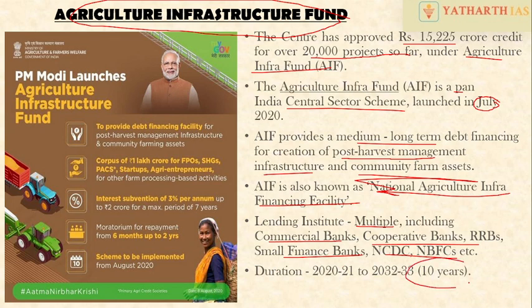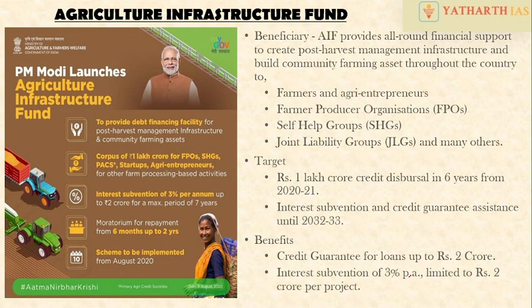And the duration is 10 years, that is 2020-21 to 2032-33. The beneficiaries of this Agriculture Infrastructure Fund: it provides all-round financial support to create post-harvest management infrastructure and build community farming assets throughout the country for farmers and agri-entrepreneurs, farmer-producer organizations, self-help groups, joint liability groups and many others.